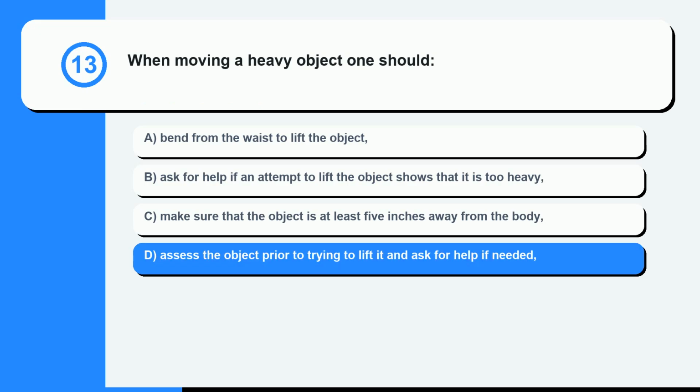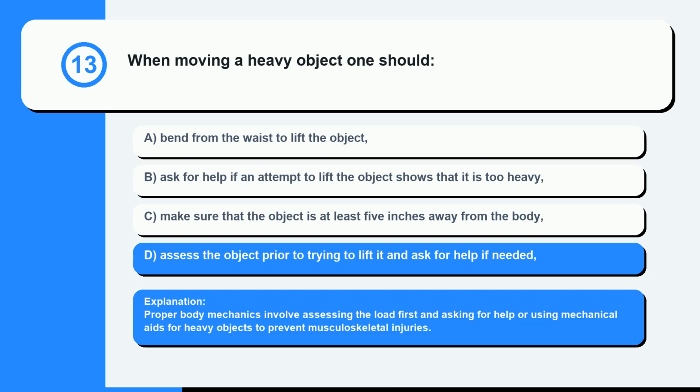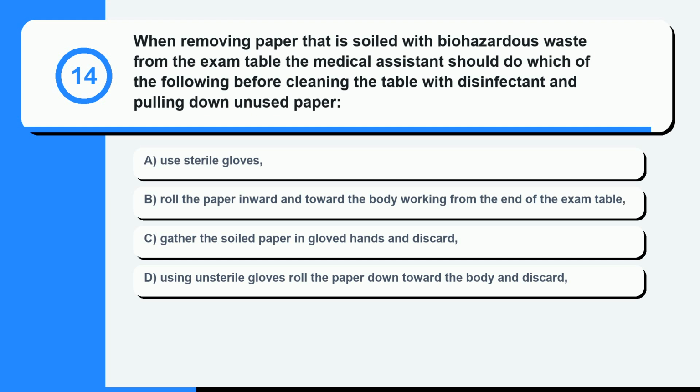Question 13. When moving a heavy object, one should A. Bend from the waist to lift the object. B. Ask for help if an attempt to lift the object shows that it is too heavy. C. Make sure that the object is at least 5 inches away from the body. Or D. Assess the object prior to trying to lift it and ask for help if needed. The correct answer is D. Assess the object prior to trying to lift it and ask for help if needed. Proper body mechanics involve assessing the load first and asking for help or using mechanical aids for heavy objects to prevent musculoskeletal injuries.